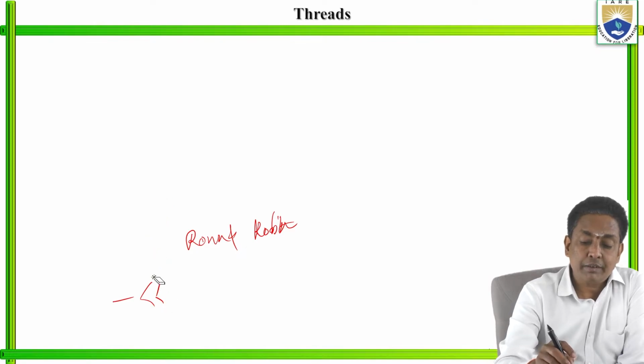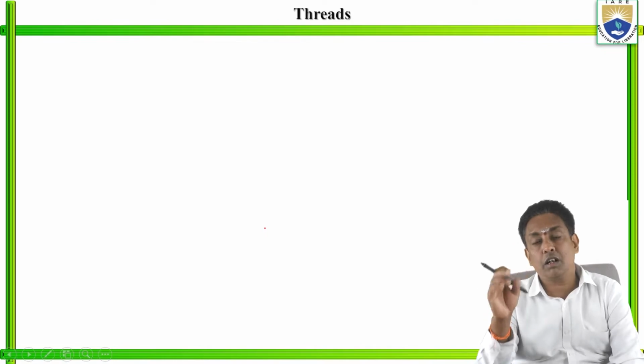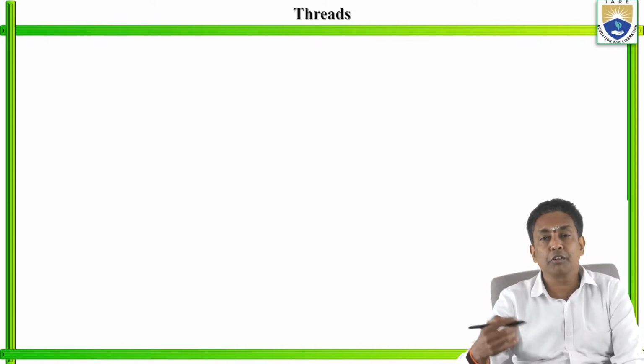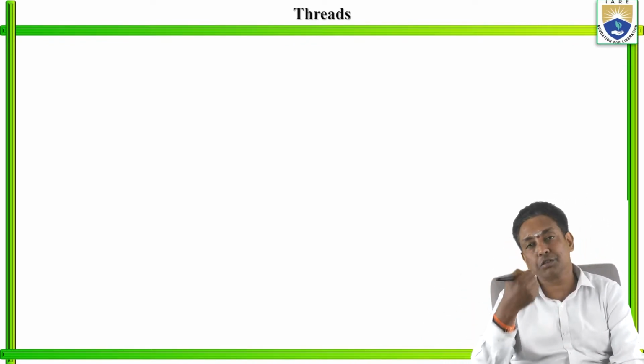In this case, each thread will be executed for its own allotted amount of time. After that, control will be given to the second thread, third thread, fourth thread, and so on to other threads. Again, back to the first thread, second thread, third thread, and so on. Like that.